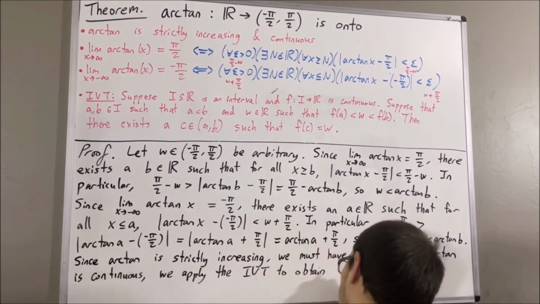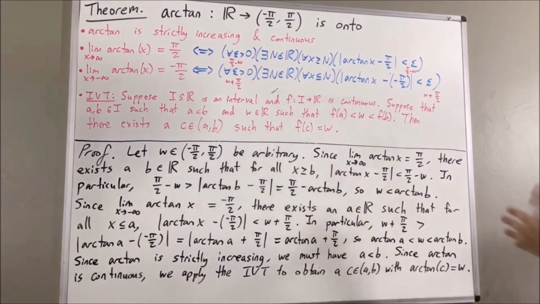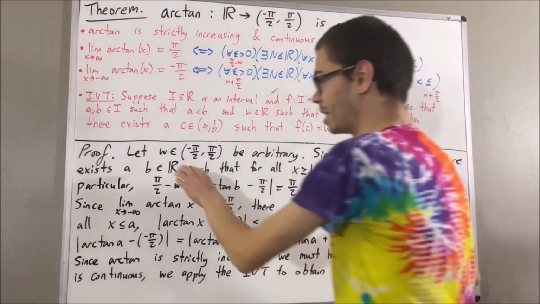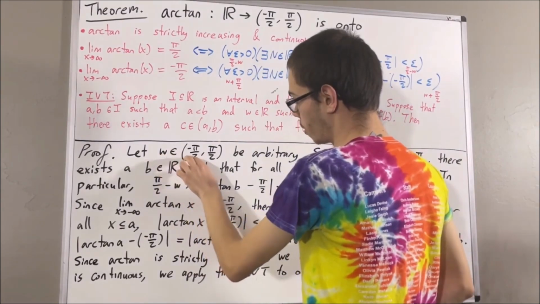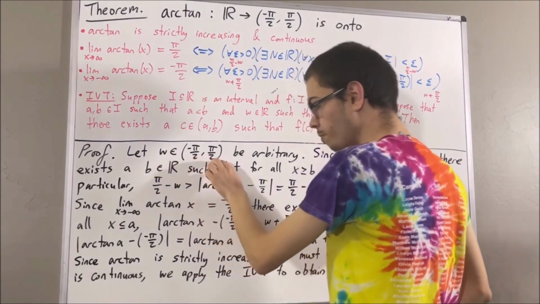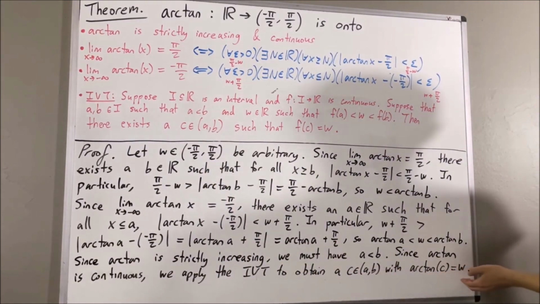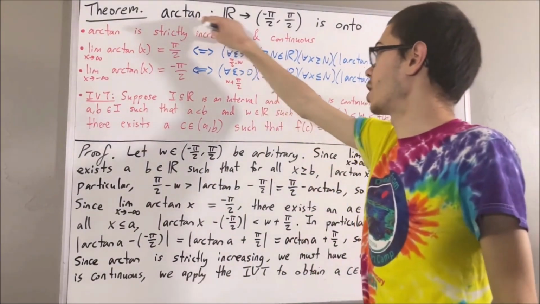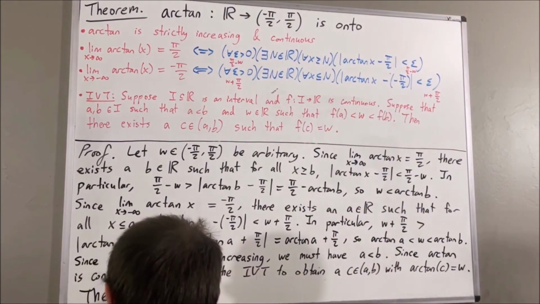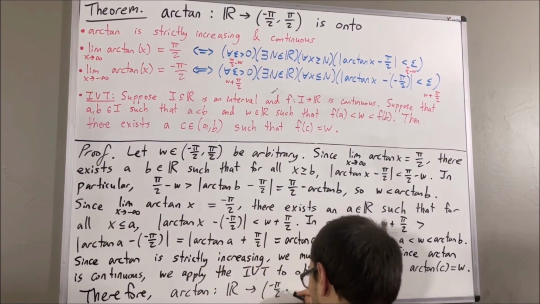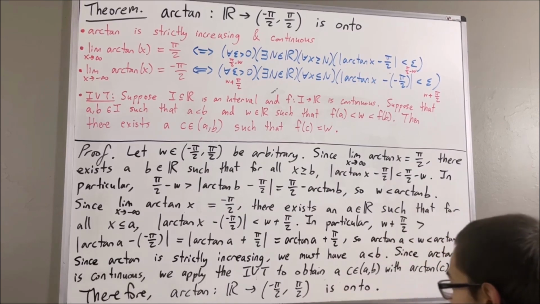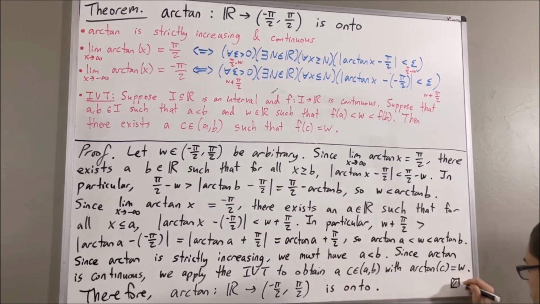Putting this all together now, we see given any real number w in the open interval negative pi over 2, comma pi over 2, there exists a real number c such that arctangent of c is equal to w. And that proves that arctangent is onto. And so this completes the proof.